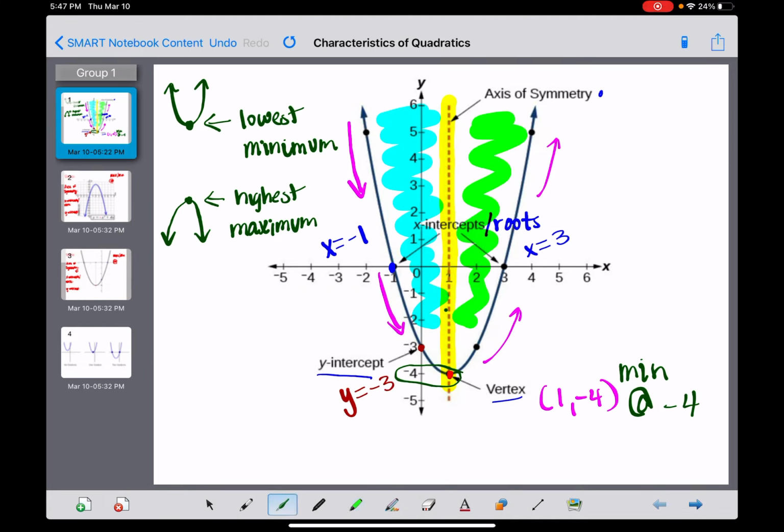If you notice, our y-intercept is one space away. The coordinate across from it is also one space away. Our x-intercept, 2 spaces away. The other x-intercept, 2 spaces away. So those are the key words that we're going to examine today.